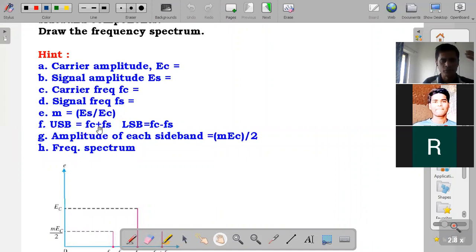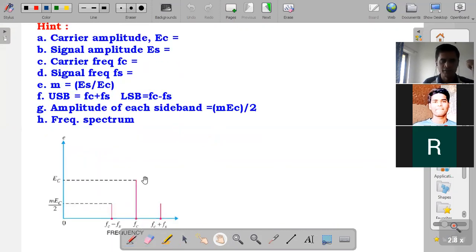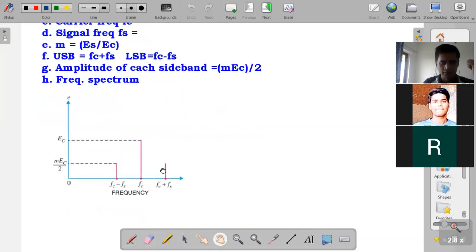From the knowledge of carrier frequency and signal frequency, we can find out the upper sideband frequency, and again you can also find out the lower sideband frequency, that is the difference of carrier frequency and signal frequency. Then amplitude of each sideband, that is amplitude of upper sideband and lower sideband, and the formula is mEc by 2. And then draw frequency spectra, and this is the frequency spectra.